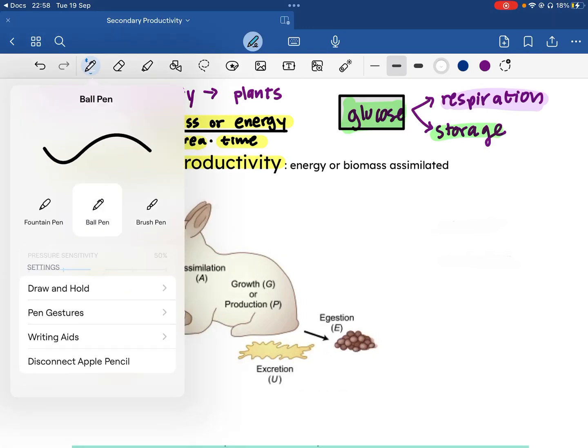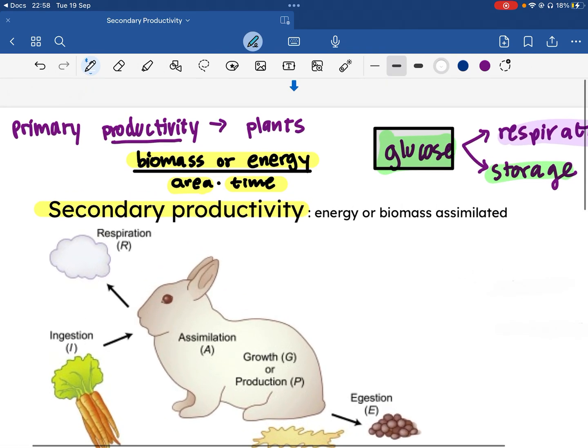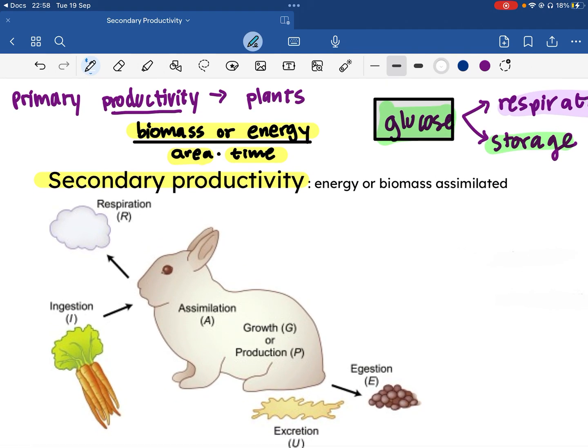Everyone, welcome. We're going to talk a little bit about secondary productivity. I'm assuming you've already watched a video on primary productivity, which takes place in plants. Productivity in general is biomass or energy. We can use either one, either the mass that you're forming or the energy that you're forming, and measured for some area or a number of individual organisms for some unit time.